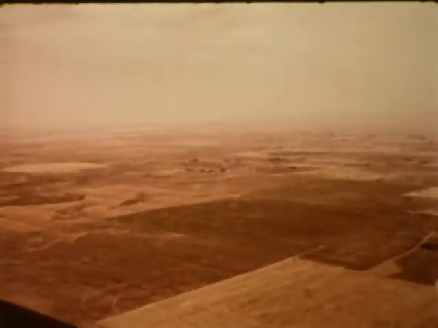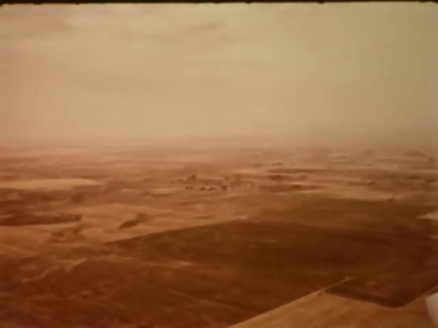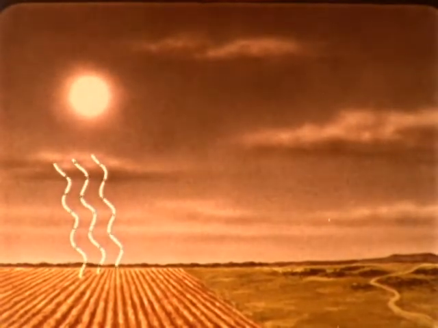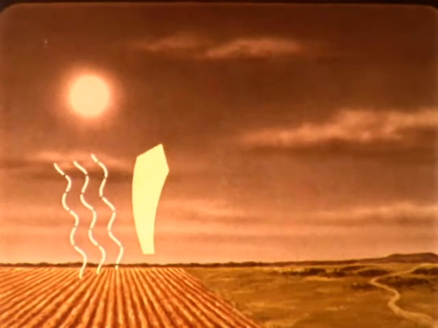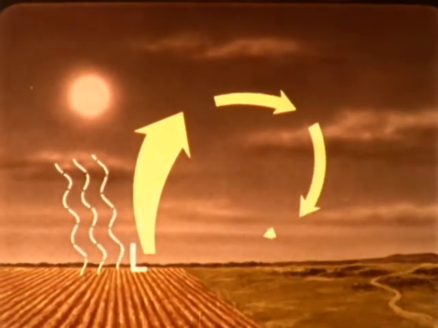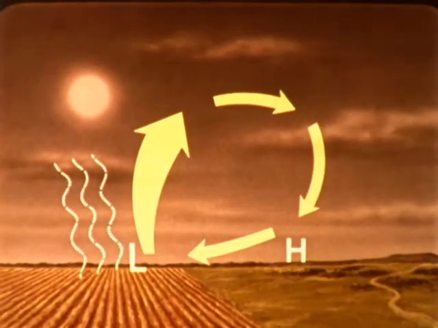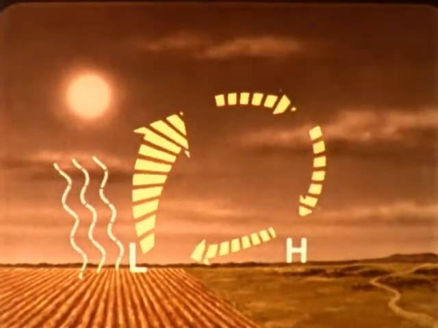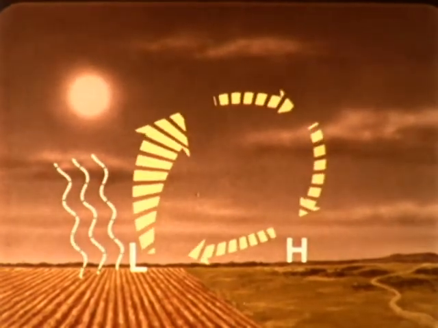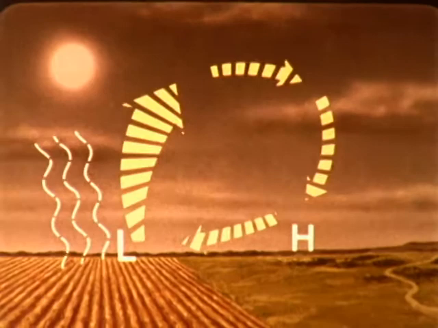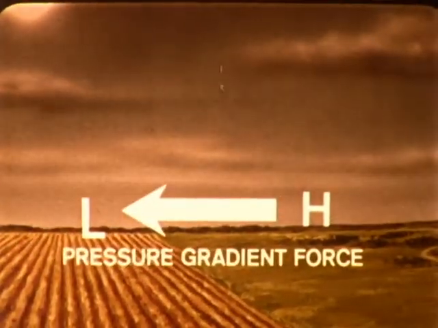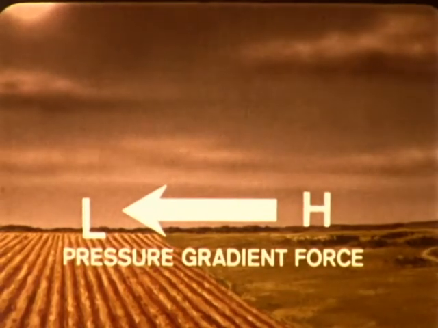A plowed field heats up faster than an area covered by trees or vegetation. The air above the warmer area expands and rises, leaving a region of lower pressure. The nearby air, being under relatively higher pressure, tends to flow into the lower pressure areas. It is the difference in pressures that creates the force that moves the air from a more dense region to a less dense region. We call it pressure gradient force. Let's take a closer look at this force.